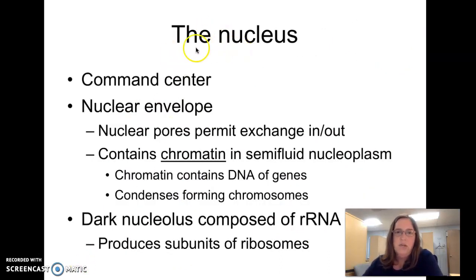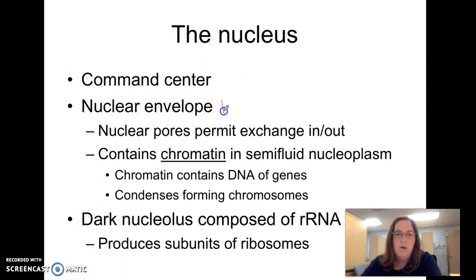So let's talk about these organelles. The central command center of all of our cells is the nucleus. It houses all of the DNA. It's very pertinent that our nucleus stays intact and that nothing invades it. So therefore, it has what we call a nuclear envelope.